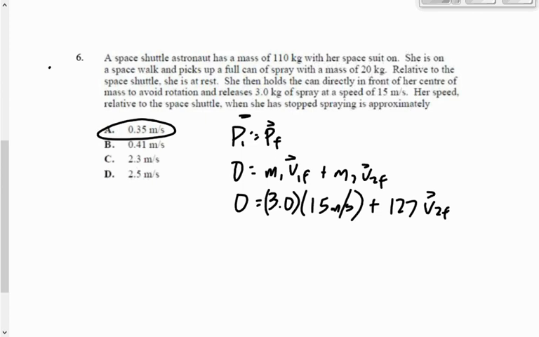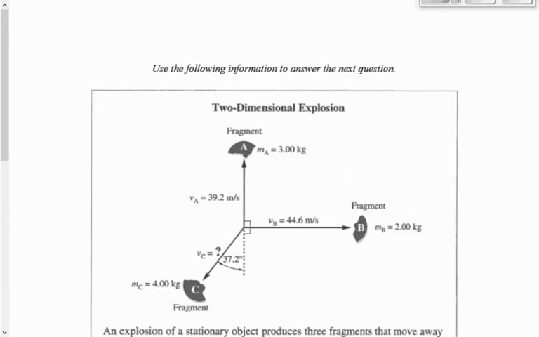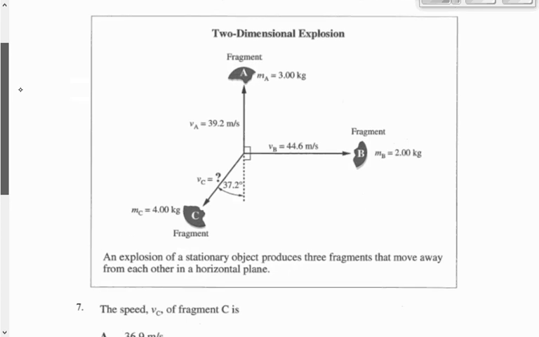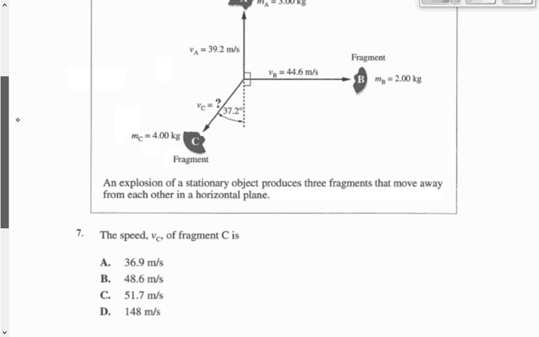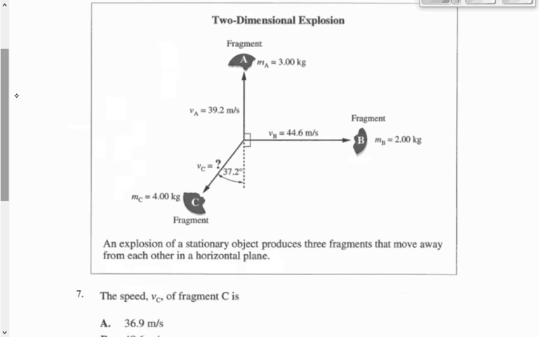Okay, we're almost done for real this time. Number 7. Explosion of a stationary object produces 3 fragments that move away from each other at the speed of fragment c. Oh, look at this. Guys, this is one of those ones where we're given the unknown angle. Remember those? We talked about that? You're given that angle. You can pretend you don't have it. You can just ignore it.